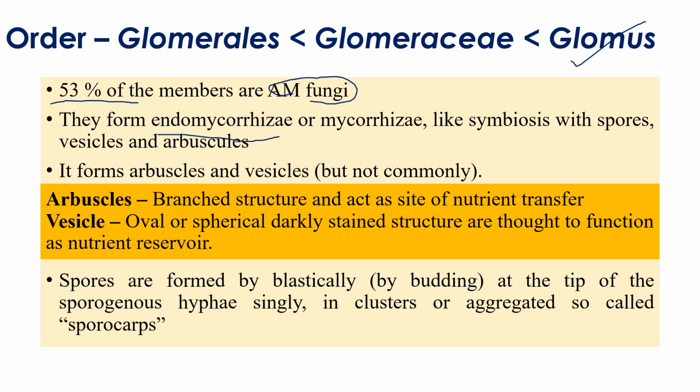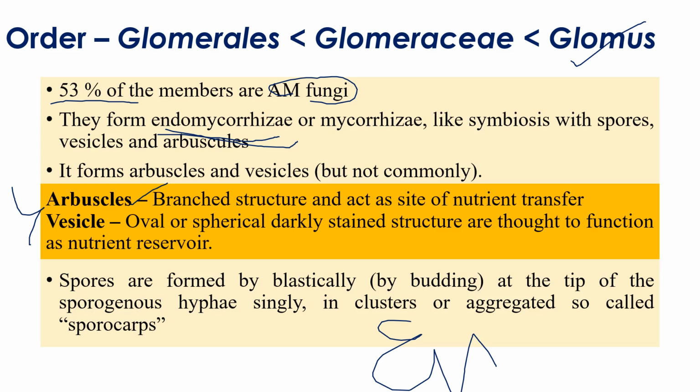Let's see what is endomycorrhiza and ectomycorrhiza. There are two types of mycorrhiza, endomycorrhiza and ectomycorrhiza, that we have already discussed in the general characters of fungi, right? So endo means the fungal hyphae penetrate inside the cell. Ecto means they stay outside. So very simple. The members of Glomerales are generally endomycorrhiza. They penetrate inside, and they may produce both vesicles and arbuscules, but not in all cases. We have already discussed what is an arbuscule. Generally it is a site of nutrient transfer, whereas the vesicle is a sac-shaped structure that functions as a nutrient reservoir.